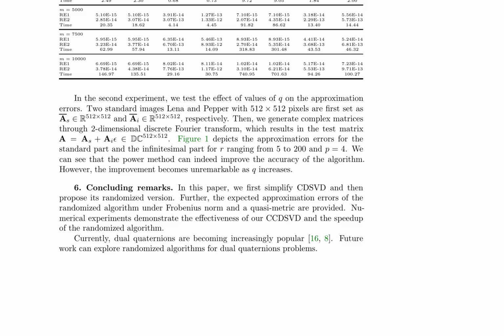It can be seen that the power method can indeed improve the accuracy of the algorithm. However, the improvement becomes unremarkable as q increases. The paper concludes by discussing the effectiveness of the proposed CCDS-VD and the speedup of the randomized algorithm. Future work can explore randomized algorithms for dual quaternions problems.